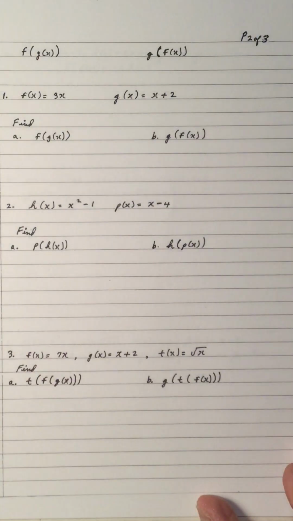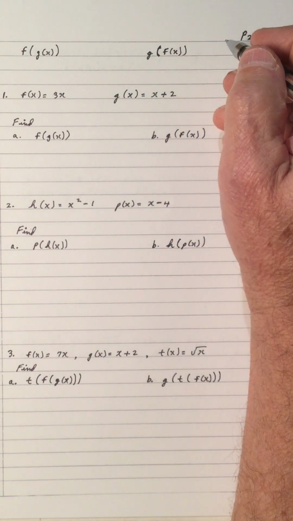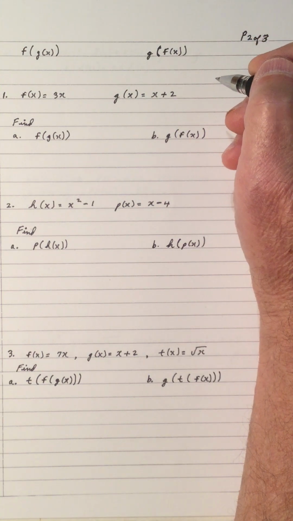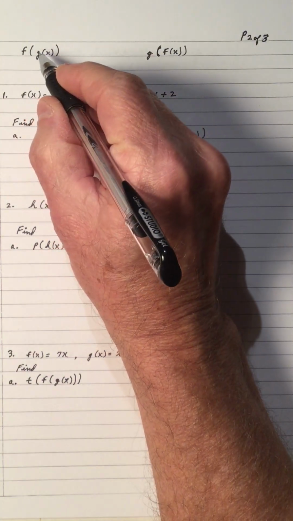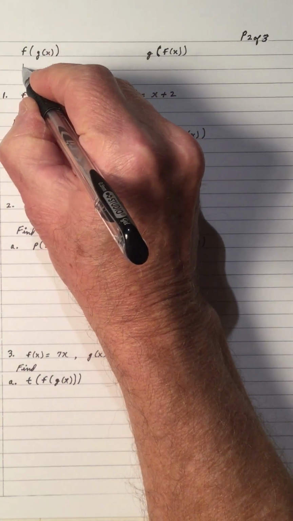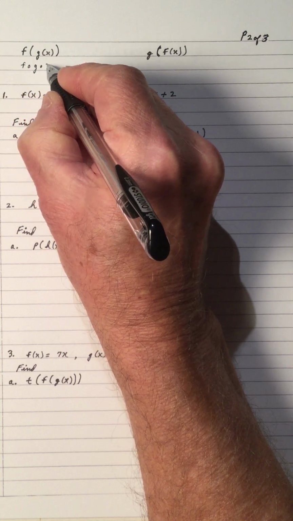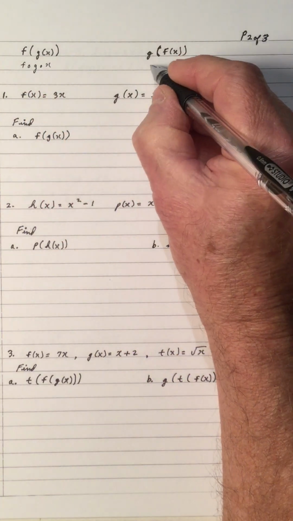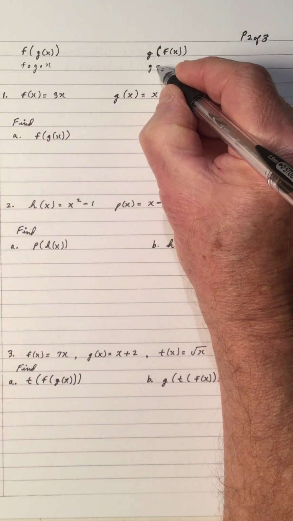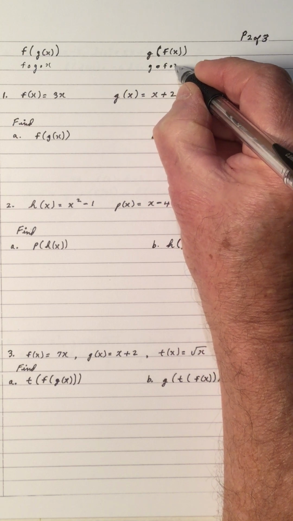We're going to do a series of functions on compositions. The composition of functions is made up of placing one function within the other, like a substitution. So this is read f of g of x, and this is read g of f of x.